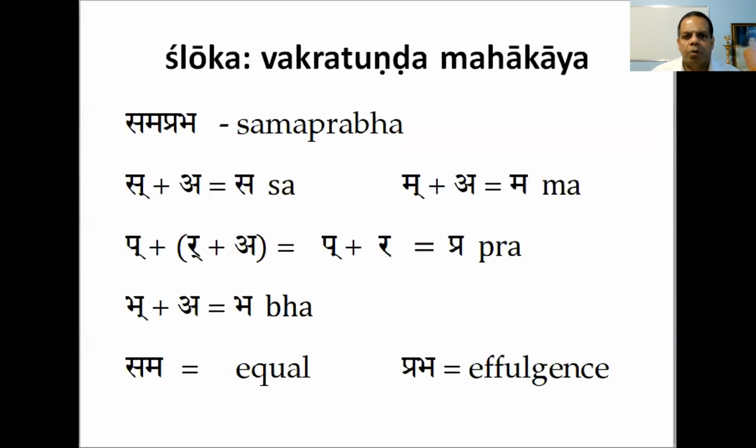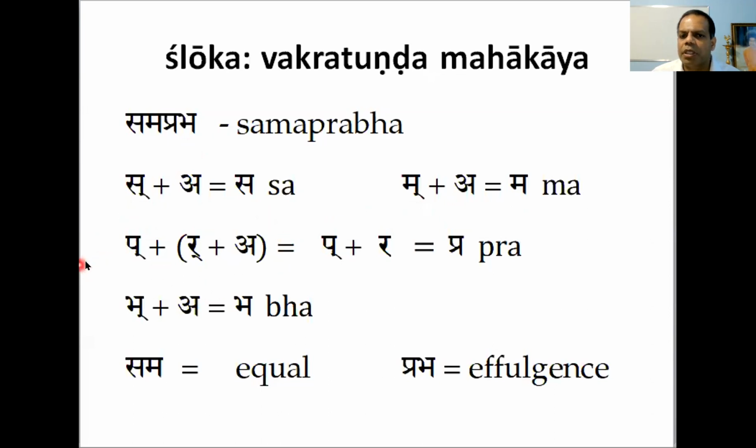We look at the next word, which is Samaprabha. Okay, again, there are 4 letters. Samaprabha. Just watch the 4th one, which is Bha, the aspirated Ba, the 4th letter in the Pa Varga. Sometimes people may not pay attention to that, so I thought I would just point it out. We'll start with the first letter, Sa, which is S plus A is Sa. Plus A is Ma.